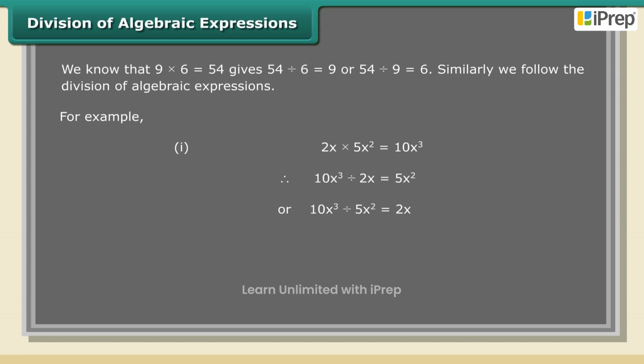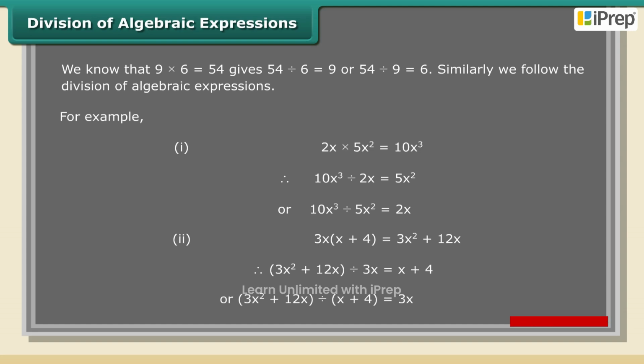3x into x plus 4 is equal to 3x squared plus 12x. Therefore, 3x squared plus 12x divided by 3x is equal to x plus 4, or 3x squared plus 12x divided by x plus 4 is equal to 3x.